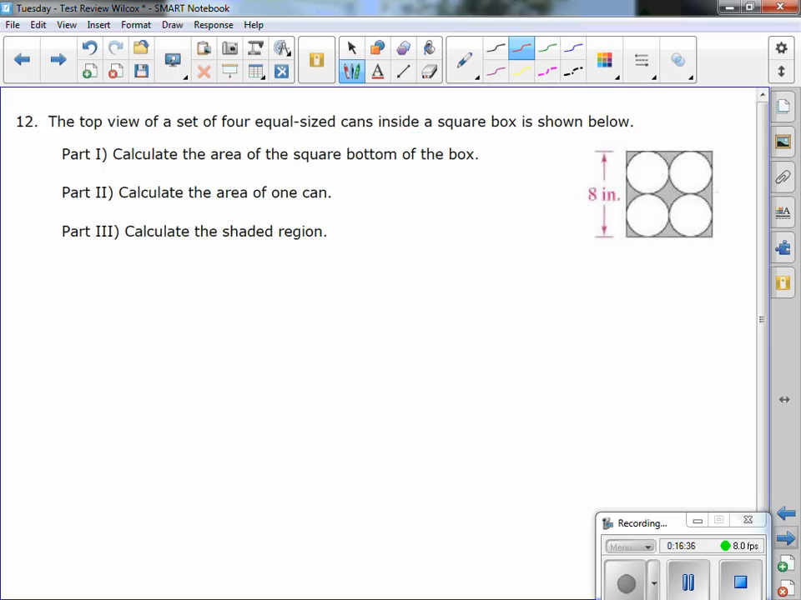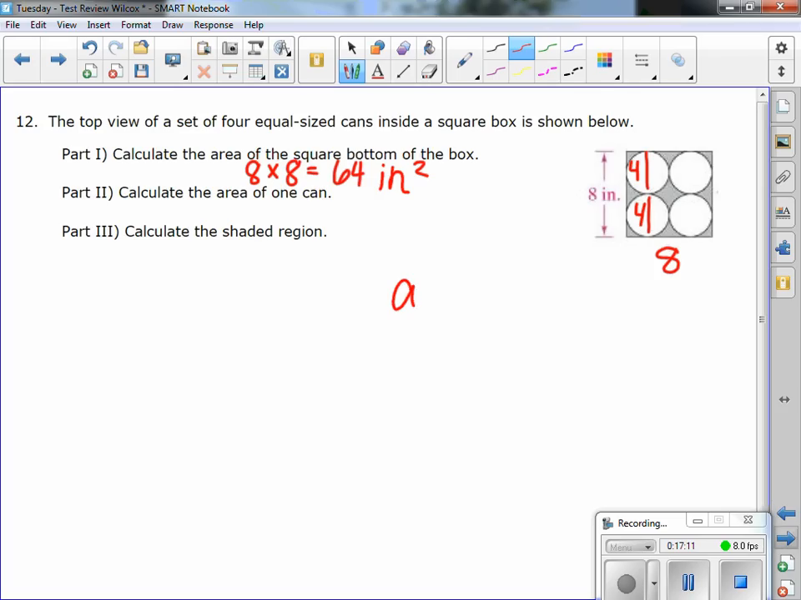The top view of a set of 4 equal-sized cans inside of a square box is shown below. Calculate the area of the square bottom of the box. Since it's a square, we know all sides are the same length, so 8 and 8. So the area of the box itself would be 8 times 8, which is 64 inches squared. Calculate the area of one can. So if all of these are equal in length, that means the diameter of both of these are the exact same. So if I split 8 in half, that gives me a diameter of 4 and a diameter of 4.